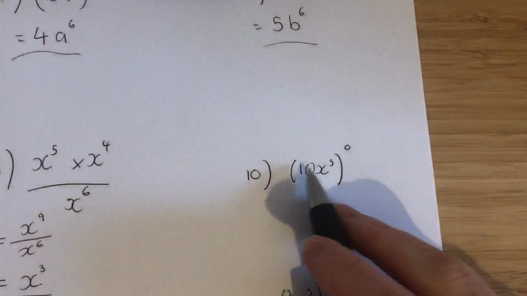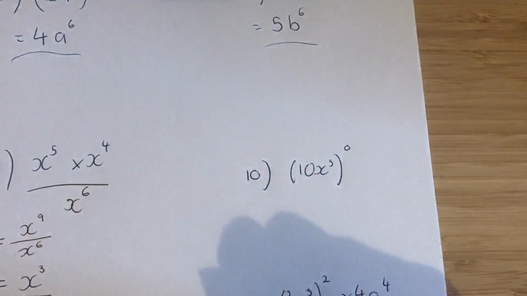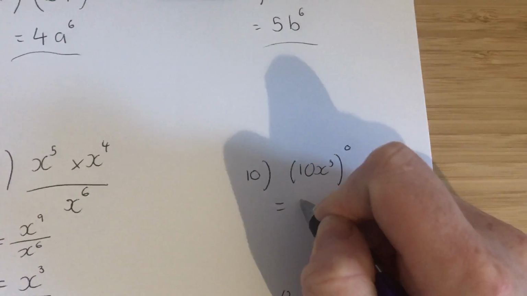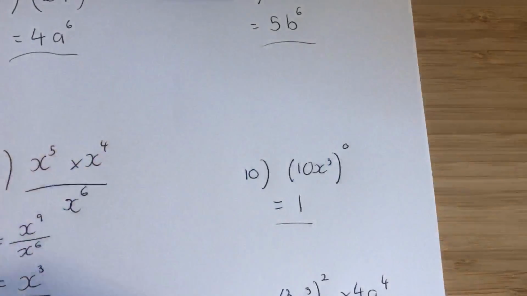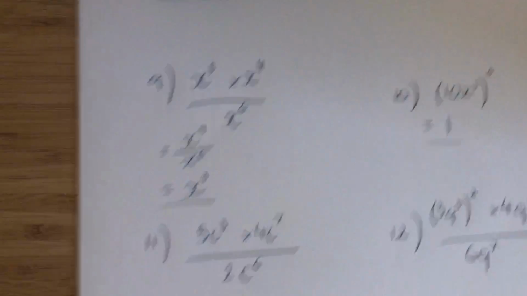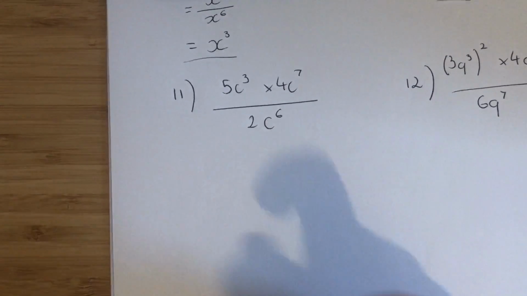Right, this next one, 10x cubed to the power of 0. So that's one of our rules right there. Anything to the power of 0, that's going to equal 1. 10x cubed to the power of 0 is just 1. Right, 2 more we're going to do.